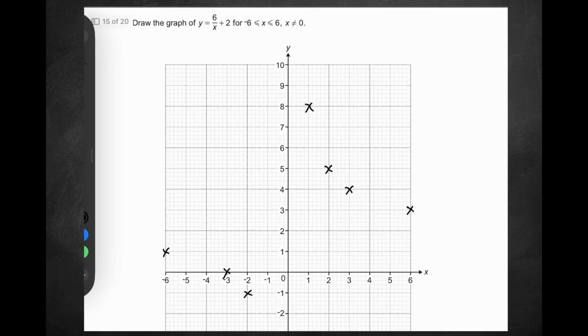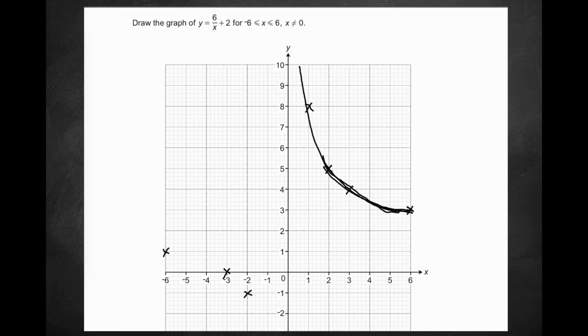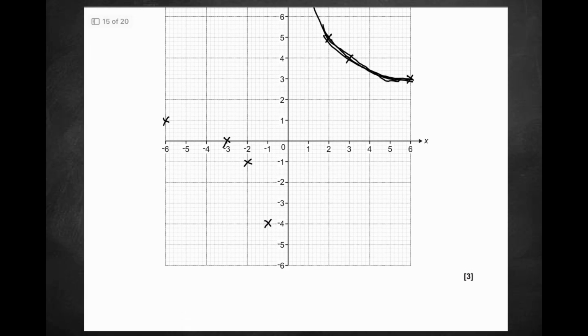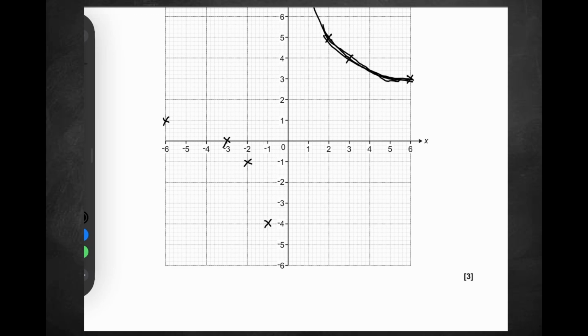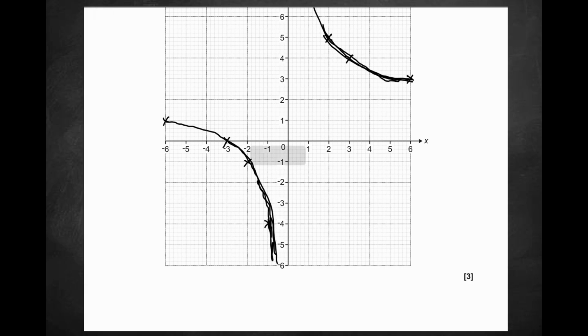So I will just draw something like this. Oh, it's a horribly drawn graph. A bit like this. And then I'll do the same for the other side. Point being, this should go off to infinity and it should never touch the axes. It's a horribly drawn graph, but you get the idea.